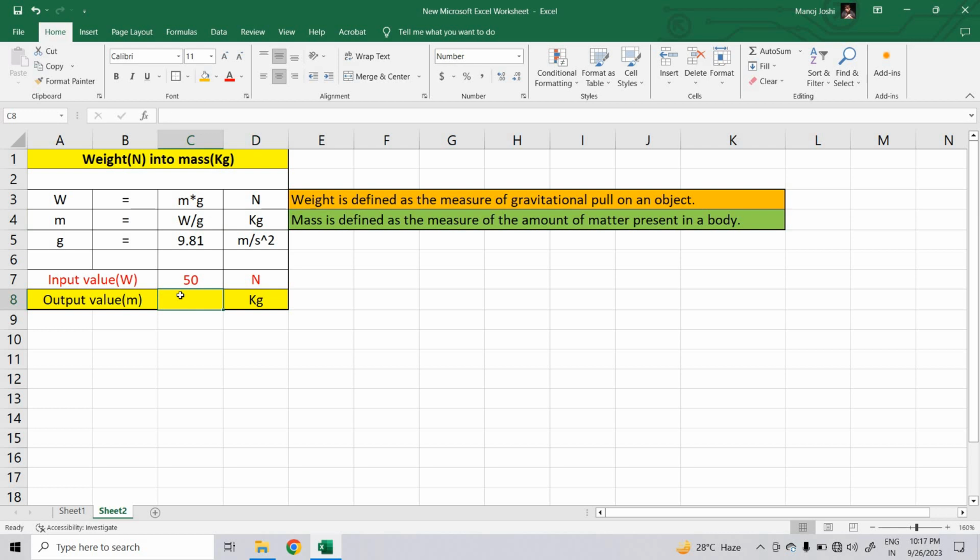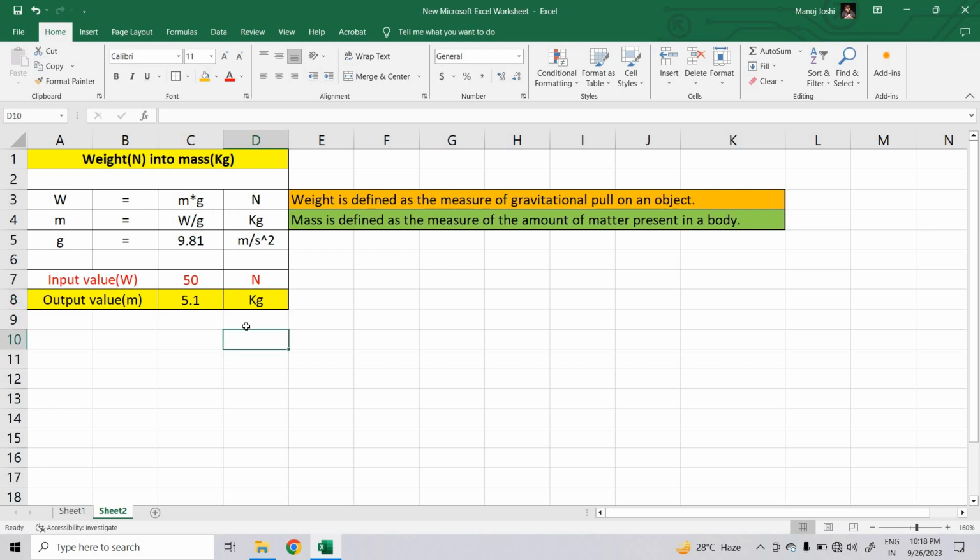So what I will do here, I will simply make the formula like that. Equal to, then I will click on C7, okay, then divide by C5, meaning acceleration due to gravity, and I will enter. When you enter, you will find that 5.1 kg is your mass.